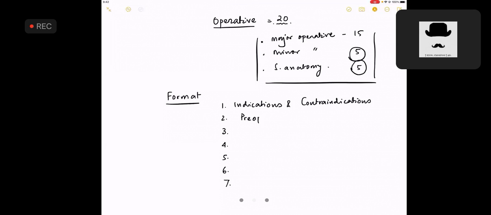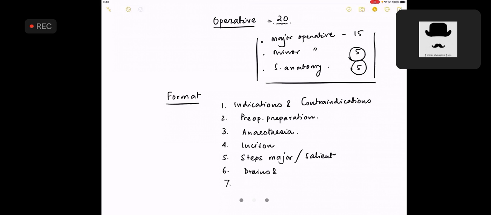Pre-operative preparation. Indications and contraindications are number 1. Number 2 is pre-operative preparations. Number 3 will be anesthesia. Number 4 will be incision. Number 5 is major or salient steps of the operation. Number 6 is drains and closure.